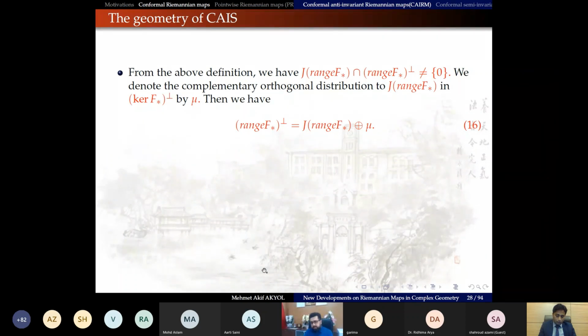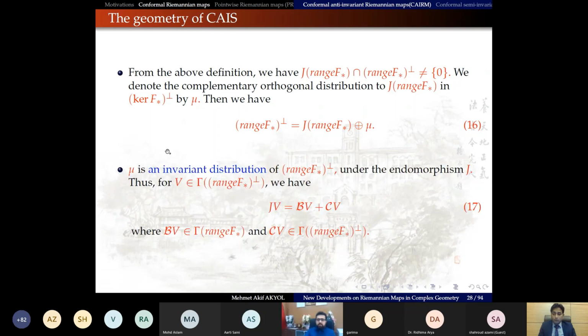So, the target manifold has a geometry, and it consists of two distributions. So we have 16. And also when we take a vector field in the range of the map, we have 17.